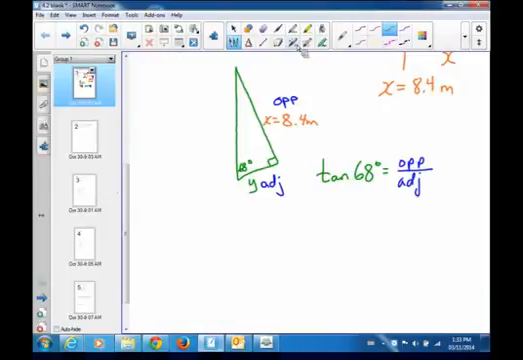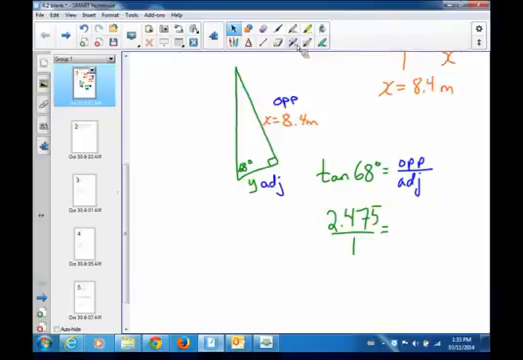Sure, yeah. I heard 2.4. 2.4. Excellent. Now I'm going to make that out of 1 so that we know how to solve this equation. The other side, instead of adjacent, I'm going to use the letter Y on the top and use 8.4.